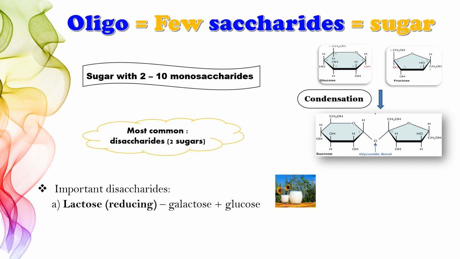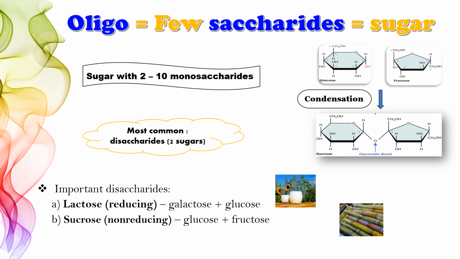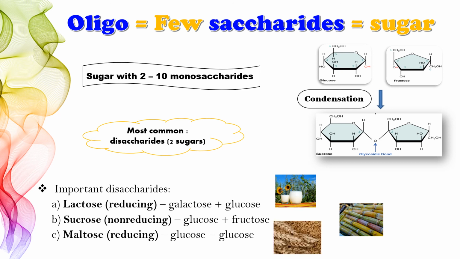The non-reducing sugar sucrose is a disaccharide made of glucose and fructose, which is commonly found abundantly in sugarcane. Glucose can form a glycosidic bond with itself and produce an important disaccharide known as maltose, which can be found in malt.